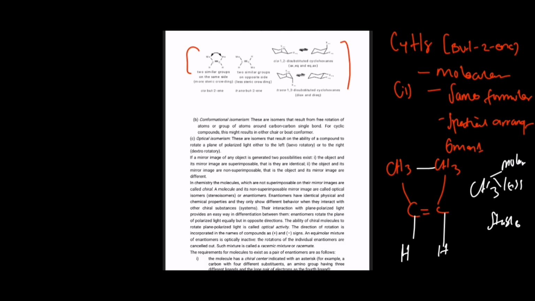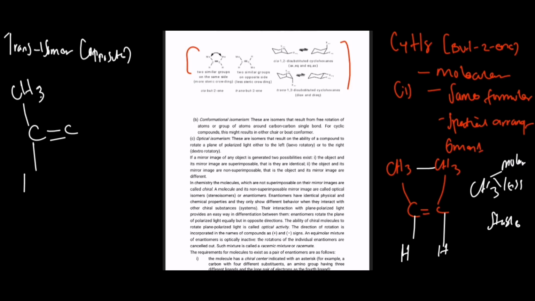Now for the trans isomer, the groups are on the opposite side. There's a double bond, and they are on opposite sides. This is my C3, hydrogen here, hydrogen here. They are on opposite sides, right?